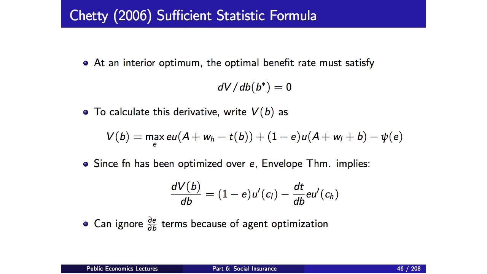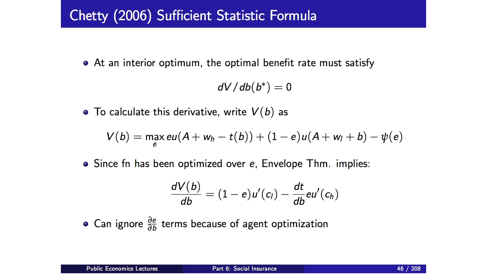So let's talk about how we solve for the optimal benefit level. We know that at an interior optimum, the optimal benefit level has to satisfy this first order condition where if I perturb the benefit slightly, I don't change the agent's indirect utility. So we want to calculate the derivative of the indirect utility function with respect to the benefit level.